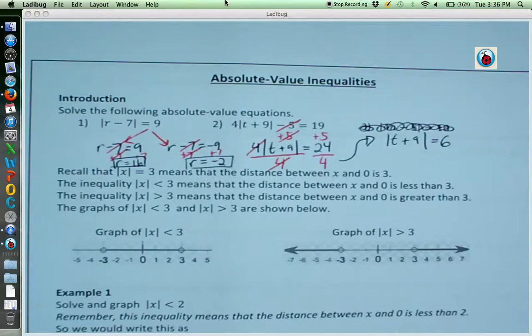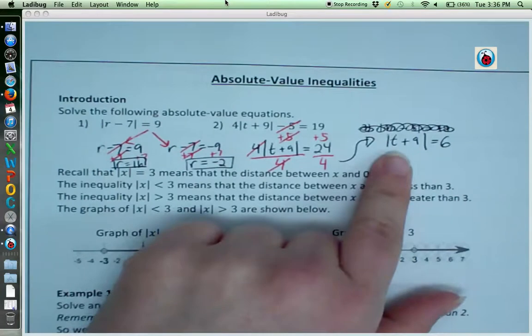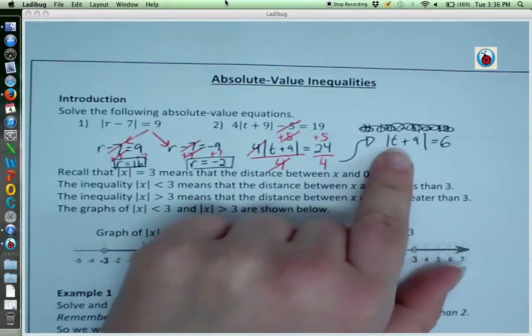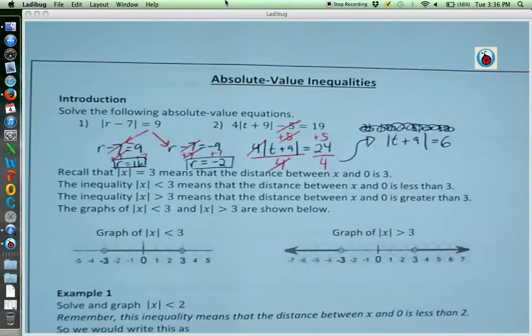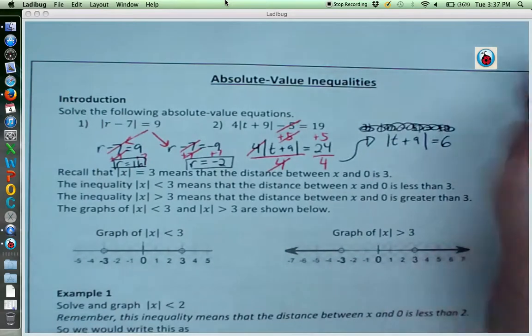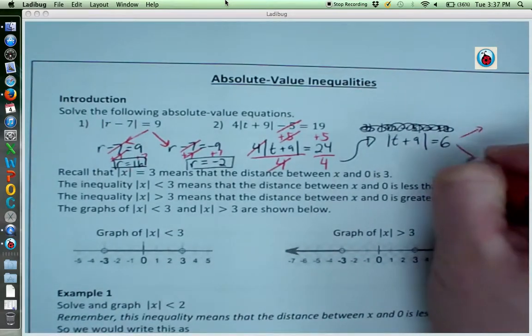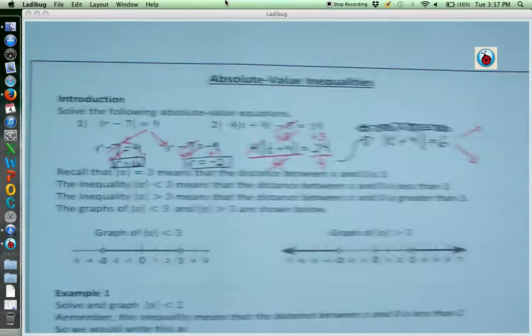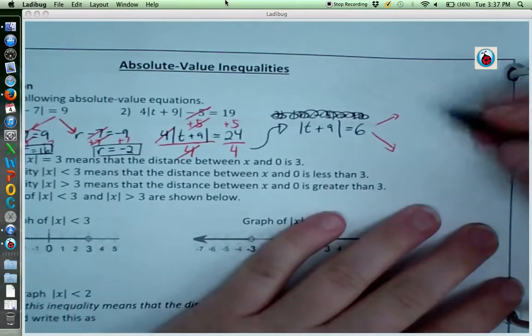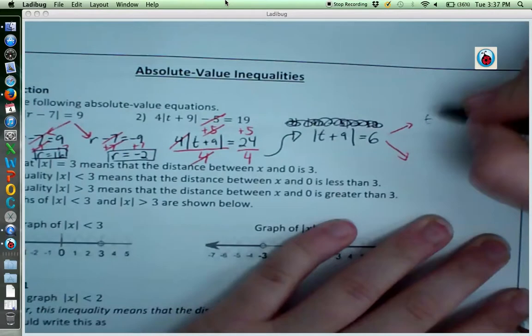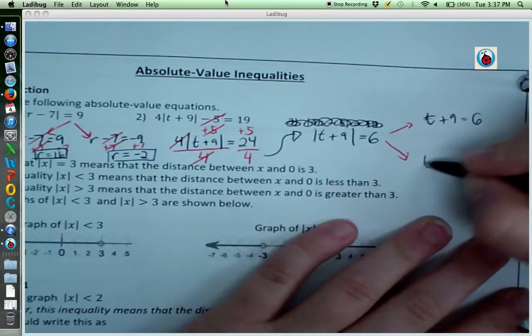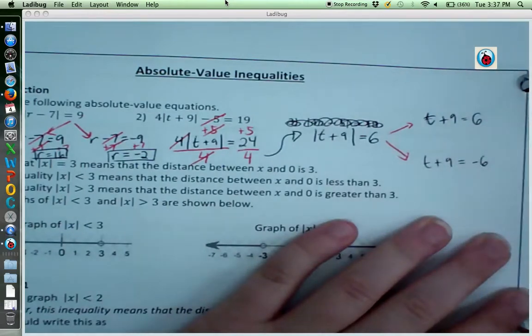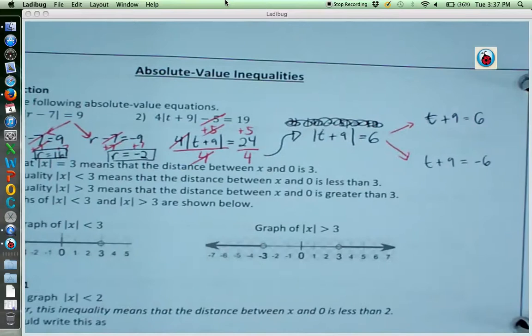Okay, absolute value of t plus 9 equals 6. Now that I have the absolute value part by itself, I know that whatever is inside this absolute value is a distance of 6 from 0 on the number line. So that's two possibilities. That's either positive 6 or negative 6. And I'm actually going to split this because I'm running out of room, like so. So I have these two possible equations. Either t plus 9 is equal to positive 6, or t plus 9 is equal to negative 6. They're both possible answers here.